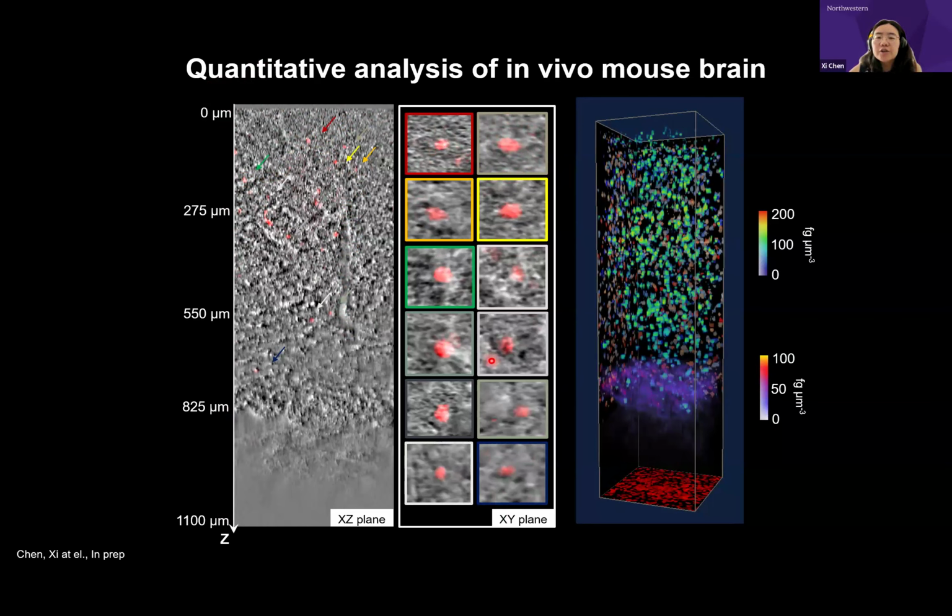And interestingly, we find that the somas have different shapes. Some of them are more oval shaped. Some of them are pentagon shaped. It's quite interesting. I've never seen previous imaging modalities report this kind of different shapes in the soma of a neuron.